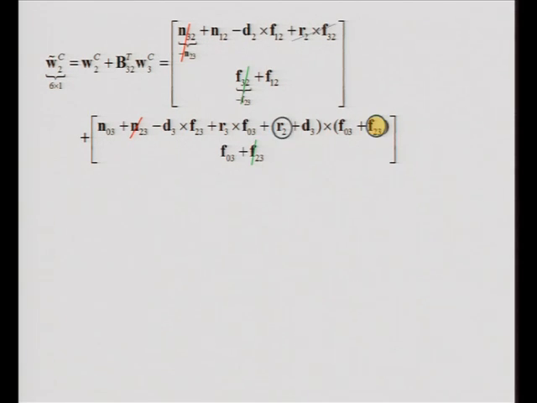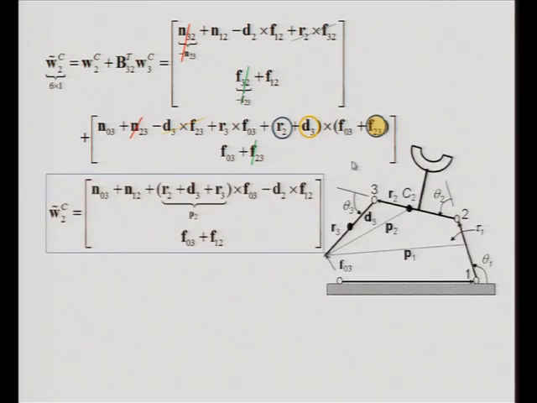Okay. Next, R 2 cross F 32 here is nothing but minus of R 2 cross F 23. So, I have R 2 cross F 23 here. So, these two will cancel out. Okay. Then the next one is minus D 3 F 23 and D 3 F 23, they will also cancel out. Okay. So, finally, what remains is as follows.